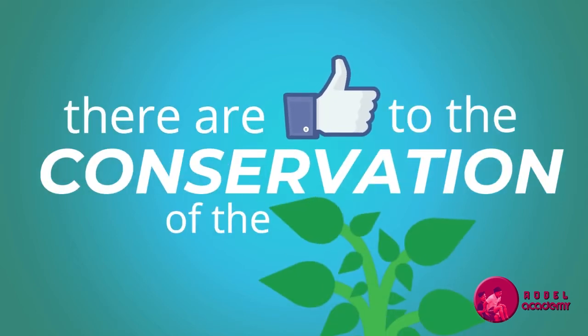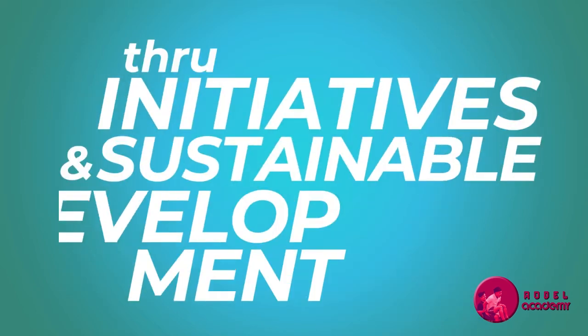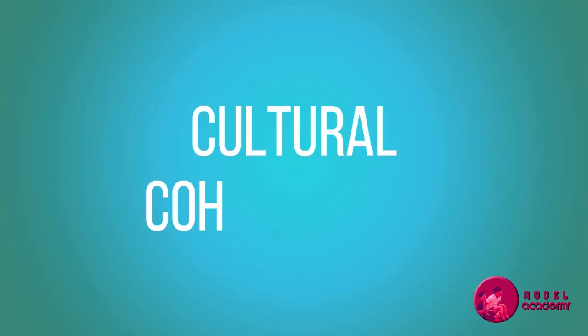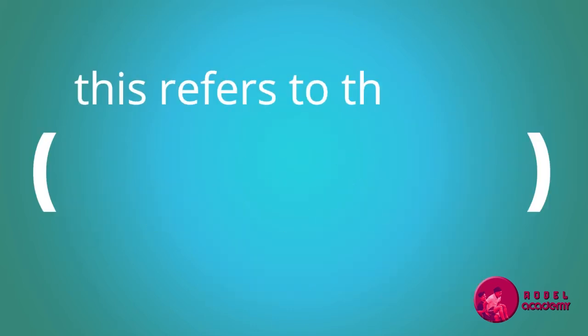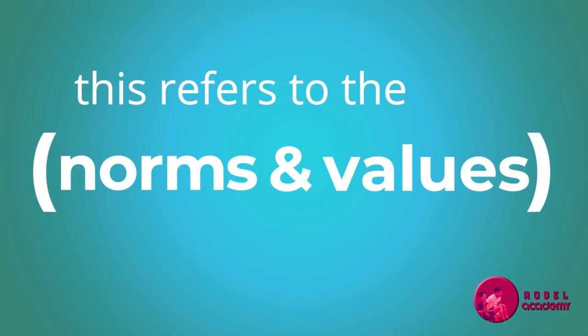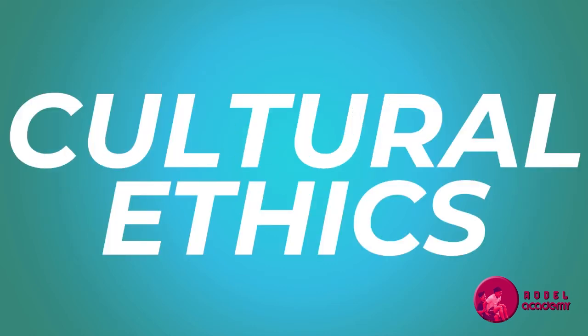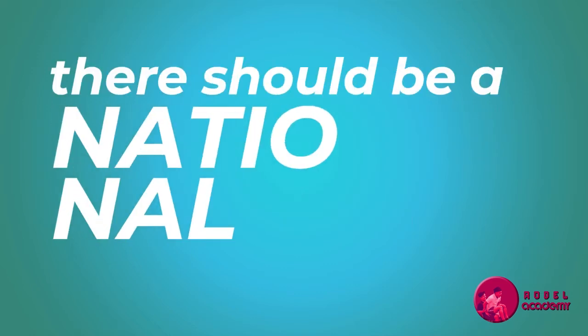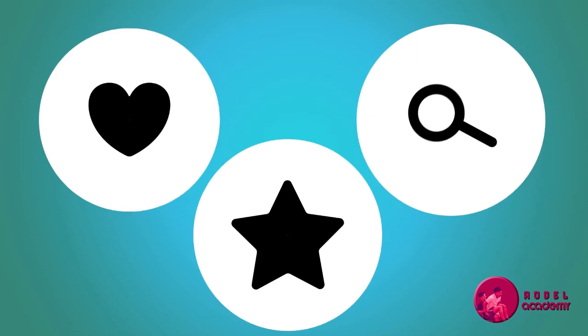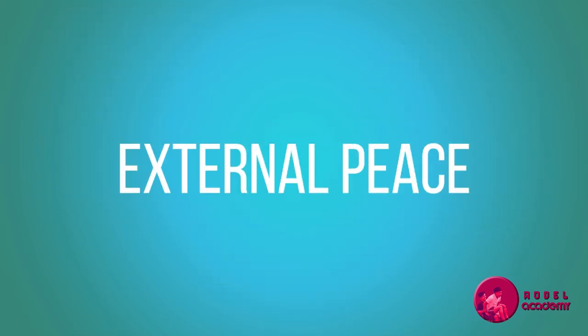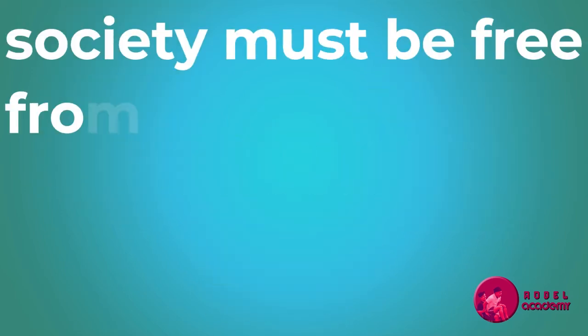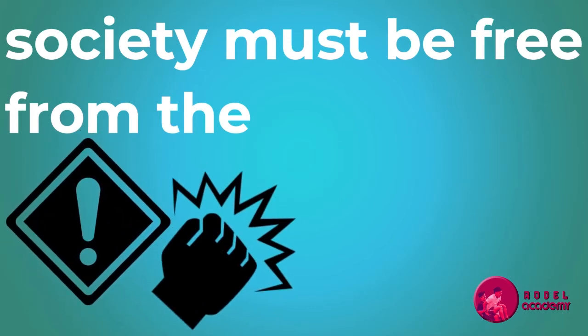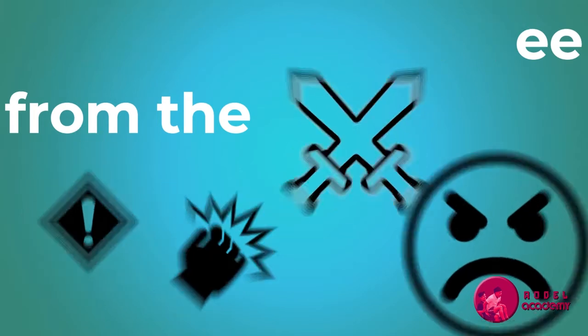Ecological balance. This refers to the conservation of the environment through initiatives in sustainable development. Cultural cohesiveness. This refers to the common set of norms and values rooted from cultural ethics. Moral spiritual consensus. There should be a national cooperation guided by common deeds, goals, and objectives. External peace. Society must be free from the threat of violence, war, and hostility.